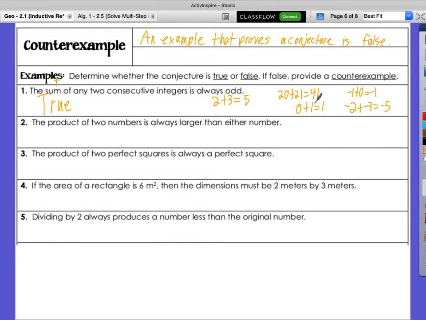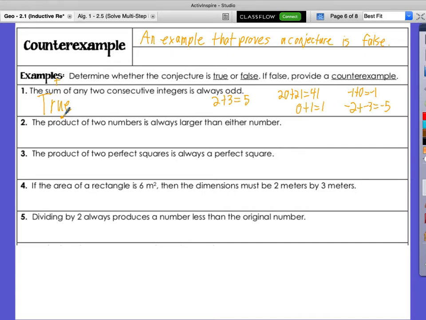Okay. The product of two numbers is always larger than either number. What's product mean? The total, right? It means multiplication of any two numbers this time. They don't have to be consecutive integers. Is it larger than either number, or larger than both numbers, is the way you can word that. Grace, what are you thinking?